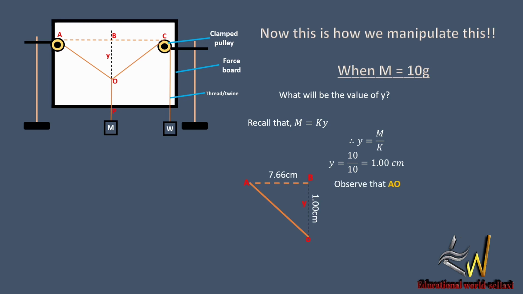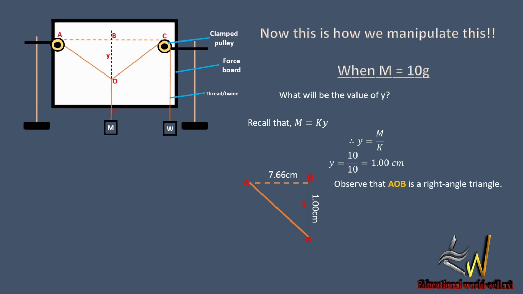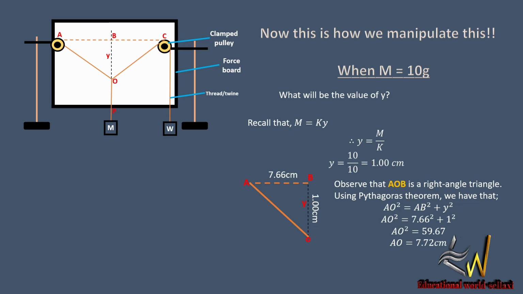So we are going to consider a section of the triangle, which is a right angle triangle AOB. So we observe that it is a right angle triangle. So putting in the values, AB 7.66 and the displacement y is 1.0 cm. So we are going to use Pythagoras theorem to evaluate AO. So we have that AO square is equal to AB square plus y square. So we are going to substitute the values and solve for AO. So AO square is equal to 59.67. AO will now be 7.72 centimeters. So we've gotten our AO.